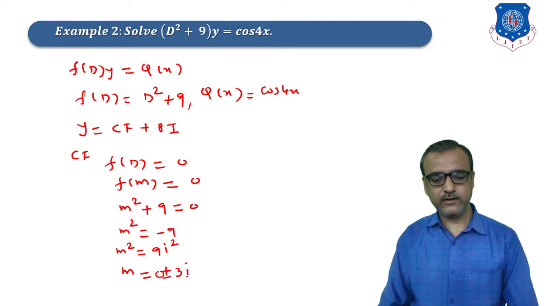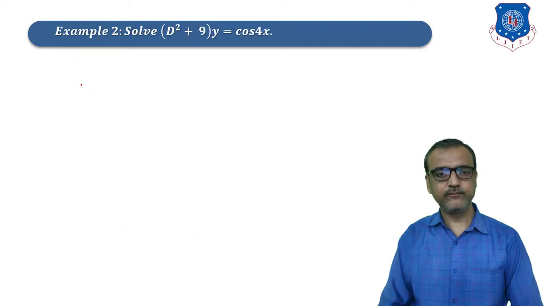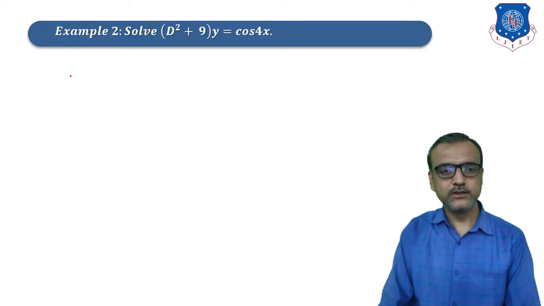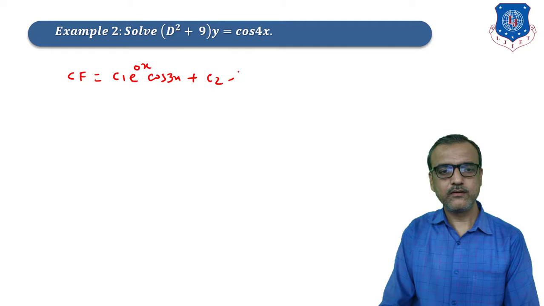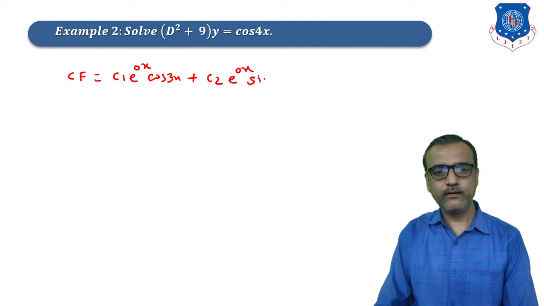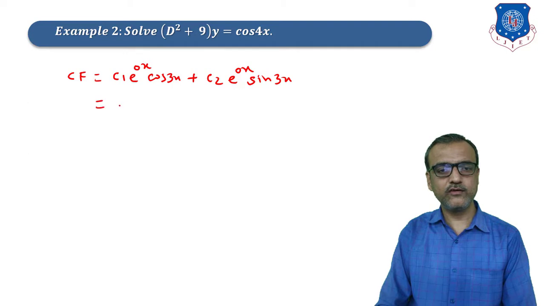Now we will write down CF based on this complex number. So CF equals C1 e raised to 0x cosine of 3x plus C2 e raised to 0x sin 3x. But the value of e raised to 0x is 1, so no need to write down e raised to 0x. So we have CF equals C1 cos 3x plus C2 sin 3x.